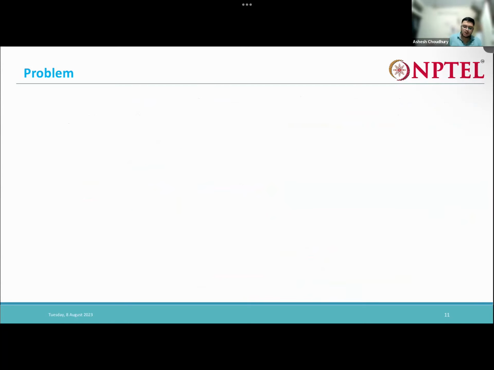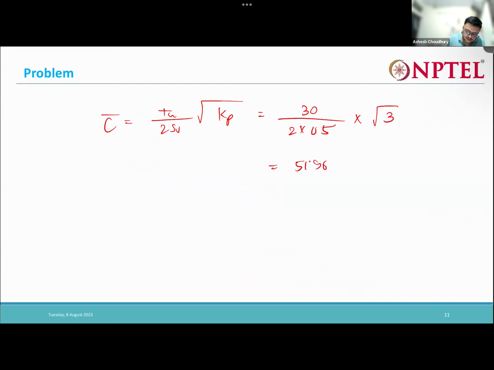So now we find out the apparent cohesion. It is nothing but Tu by twice Sv times tan, so 30 by 2 into 0.5 root 3, which is 51.96. Okay, so understood, right?